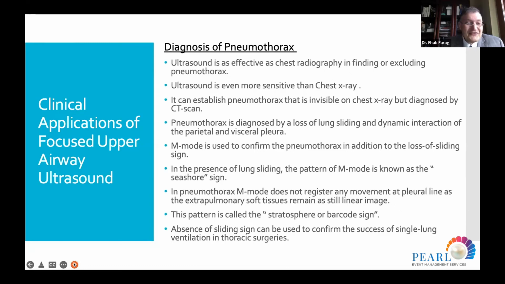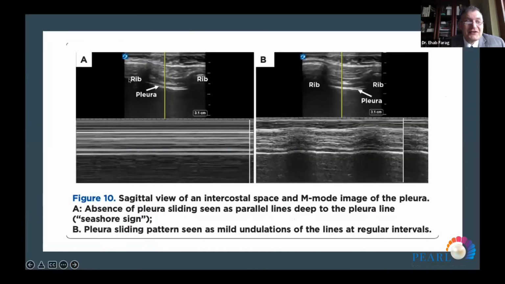And this is very important. Here, in the patient, you have the ribs, you have the pleura, and absence of sliding. Here, the pleura is moving, and this is no pneumothorax. Here, pneumothorax. Here, you have the seashore. We have here the patient with M mode. You have here the barcode sign, and here it is like the seashore.